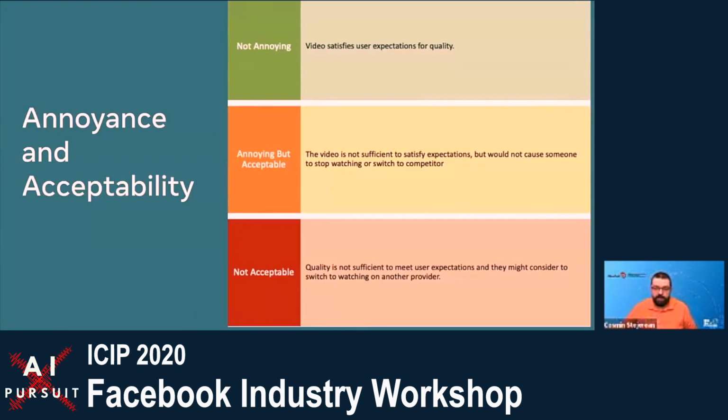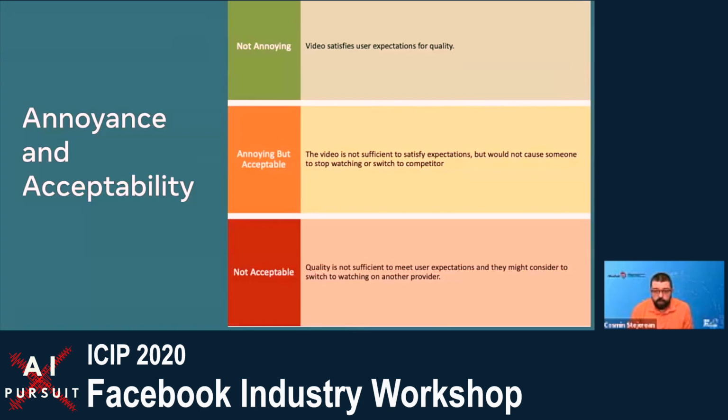So if we think of the quality on a scale of 0 to 100, there are 3 distinct areas within that scale that I think are important to keep in mind. There's a range where the quality itself is not annoying. The user can watch the video and the quality kind of gets out of the way, and they don't really notice it and they can just enjoy the content.